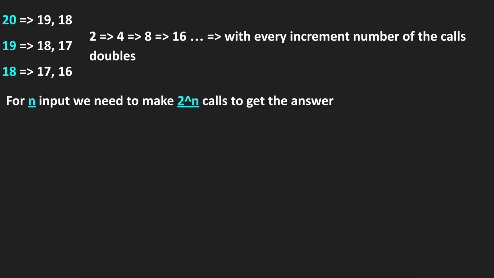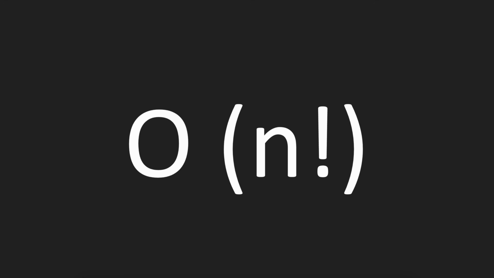So the time complexity in this case would be 2 to the power of n. And the last one that we are going to review today is factorial time complexity. For the factorial time complexity, let's take an example of permutations. Let's say that we need to generate all possible permutations.